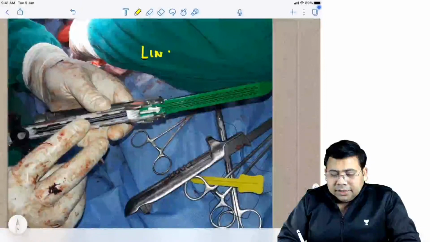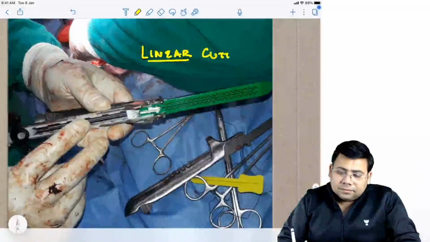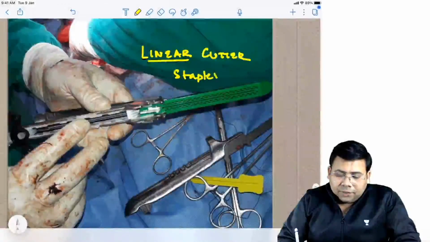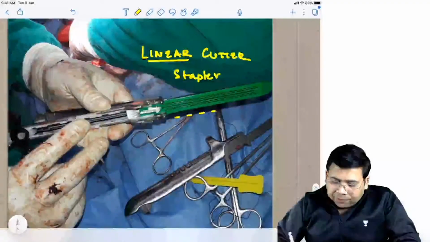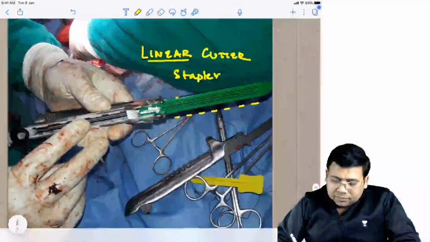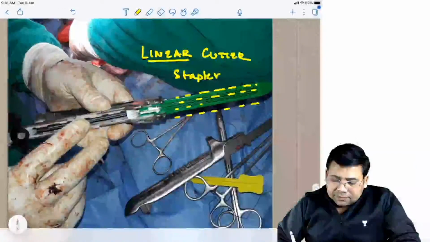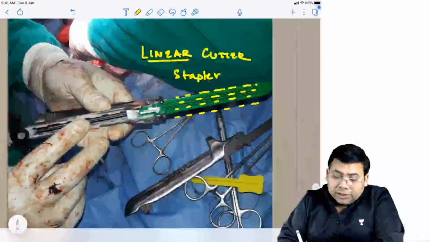This is a linear cutter stapler. Why do you say linear cutter stapler? Since the arrangement of the pins is straight. Can you see the pins are arranged like this? There are 4 rows of pins. Therefore, it is a linear stapler.